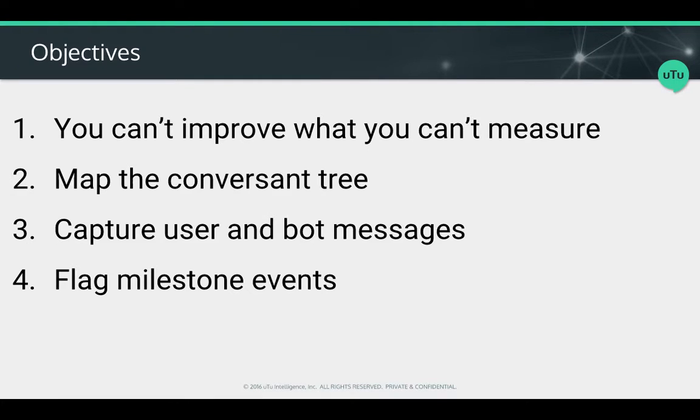So, kind of the objectives of this. Just going to start with the premise that if you're not measuring, you can't be improving your dialogues, period. Looking at the conversation tree, whether IFTTT or otherwise, and how you can map that to figure out what are the key milestones you need to be tracking. Being able to structure the dialogues both from what your bot and the user are contributing, and then flagging those milestone type of outcomes.